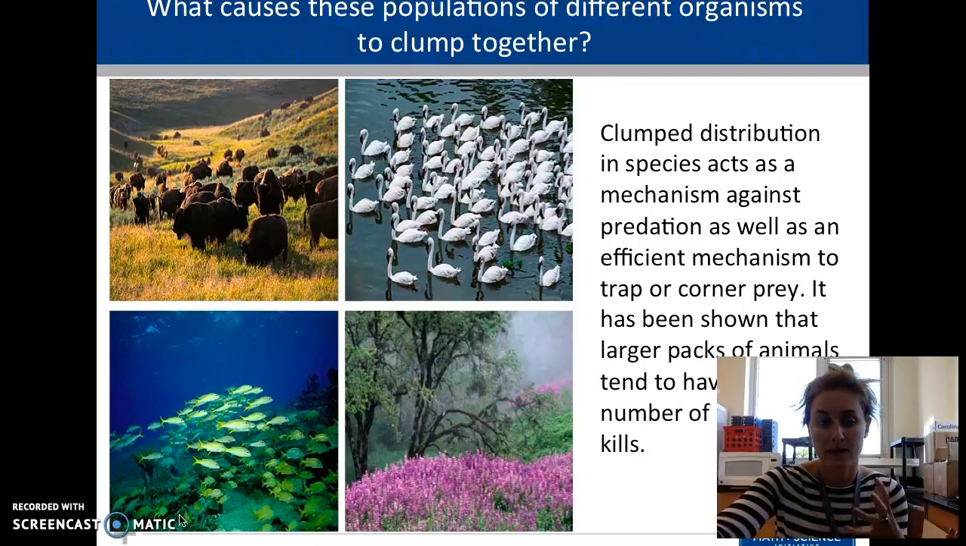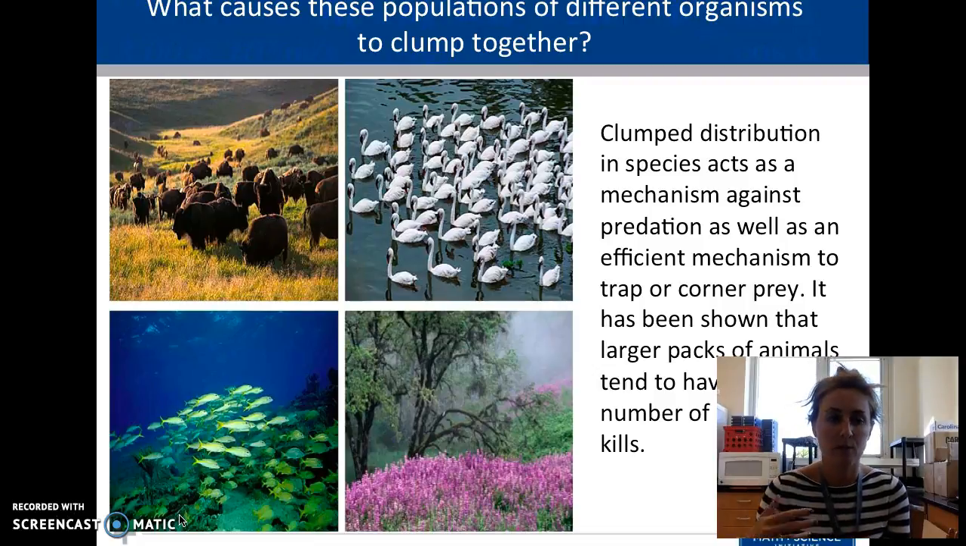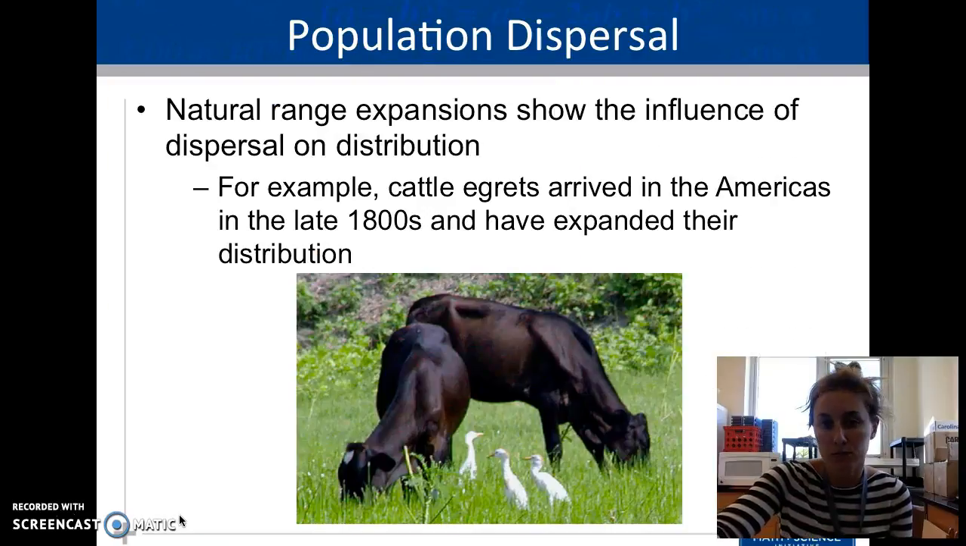We also see that predators work in packs as well. They will kill larger organisms. We see it in wild cats all the time, preying upon large ungulates, which are hooved animals. They will prey upon things in groups.